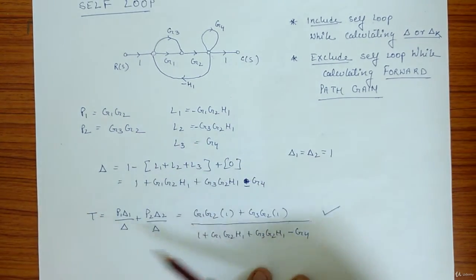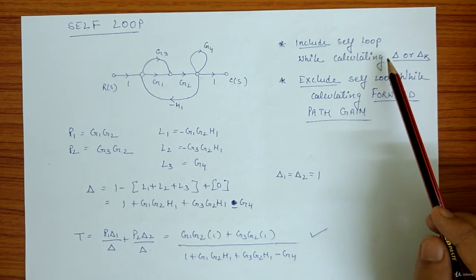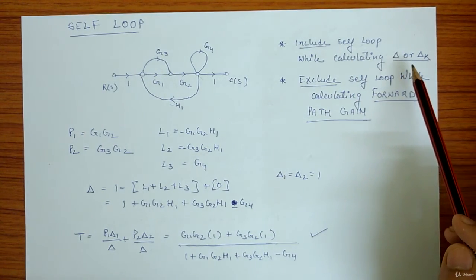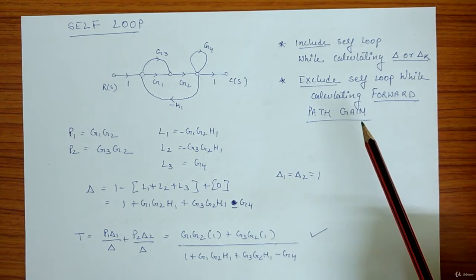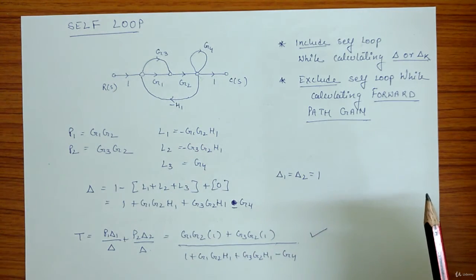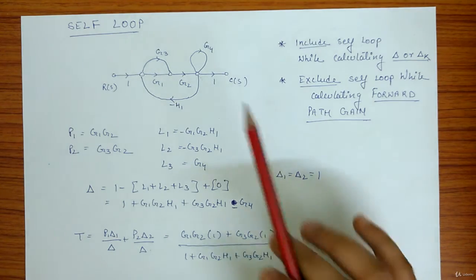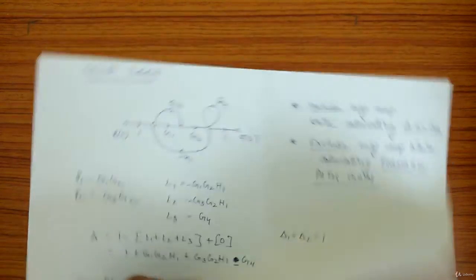So all the parts were the same, you just had to include the self loop when delta and delta k were calculated and exclude it when forward path gain was calculated. Rest everything is the same. So that is how you normally proceed when you see self loops. This is the way to approach the question all the time. Okay, I'll take another example.